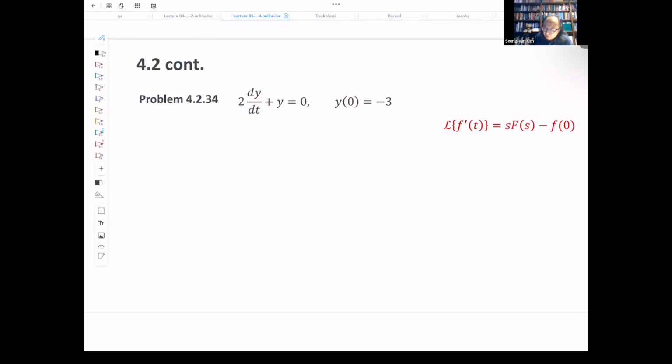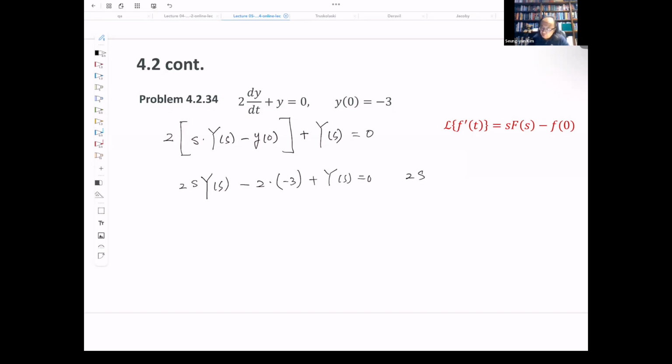Next, 2 times dy over dt plus y equals 0. Using the Laplace transform, 2 times y prime becomes s times Y of s minus y of 0, plus y, which is just Y of s, equals 0. And the initial condition was y of 0 equals negative 3. Plug it in. Now we have 2s Y of s minus 2 times negative 3 plus Y of s equals 0. And we have 2s plus 1 for capital Y of s.